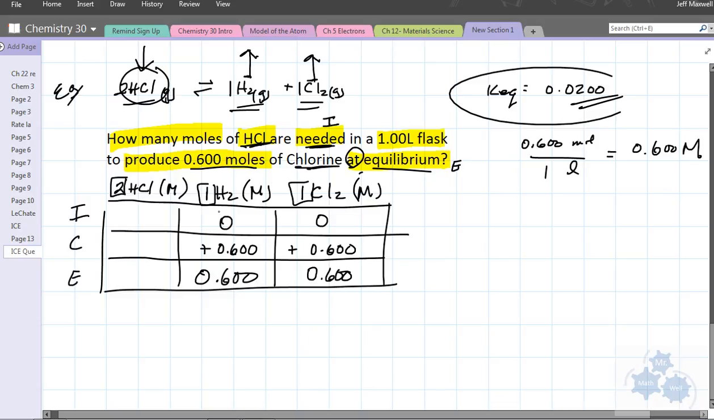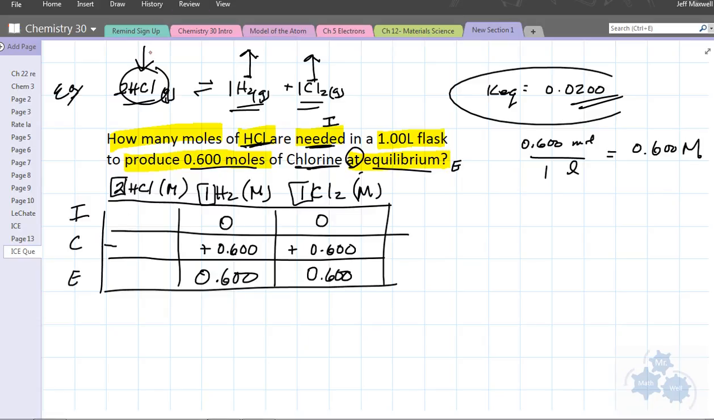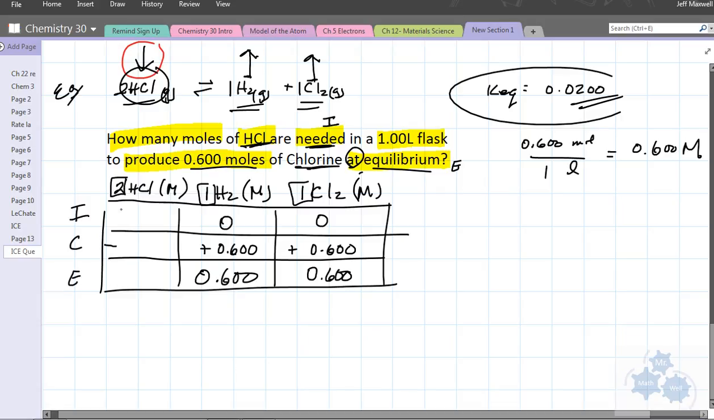So yes, if this is going to go up by 0.6, the HCl is going to go down. Remember this up here? It's going to go down by 2 times 0.6. So that's where you get this right here. All right. So there's the molar ratio in the change row.